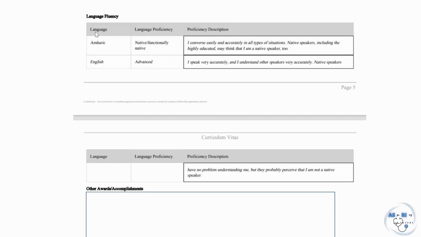So the other one is the language section. They will give you the proficiency scales. For me, Amharic was my native language, so I chose native or functionally native. That means I can converse easily and accurately in all types of situations, and native speakers, including the highly educated, may think I am a native speaker too.